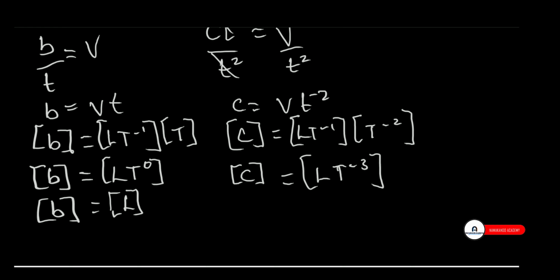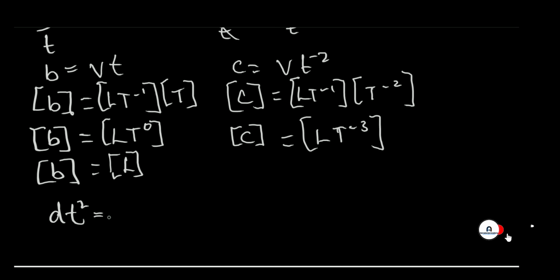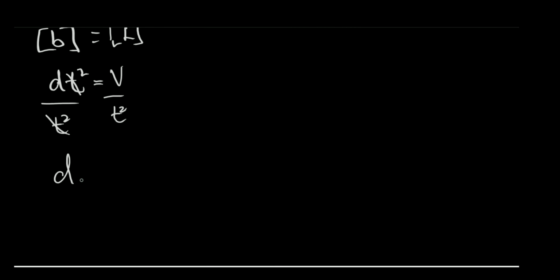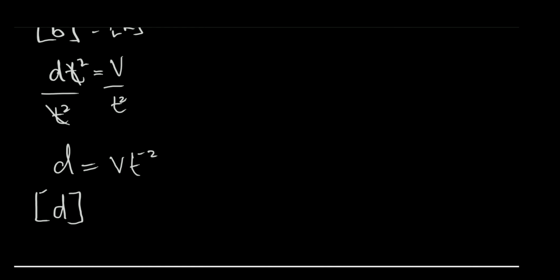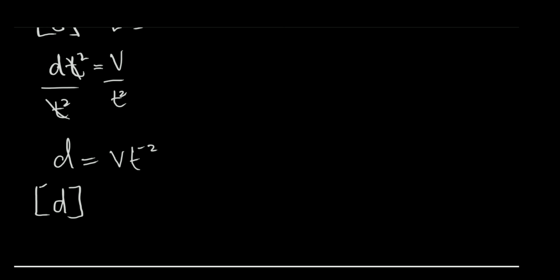Okay, so now proceeding on to finding the one for d, we have that dt squared is equal to v, so divide by t squared. We have our d to be equal to v t to the power negative 2. So now for the dimensions of d, we can observe that the expression is the same as for c. Which means that d is the same dimensionally as c, which is L t to the power negative 3.